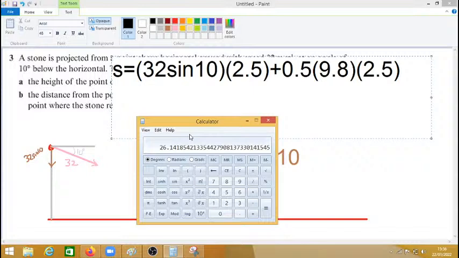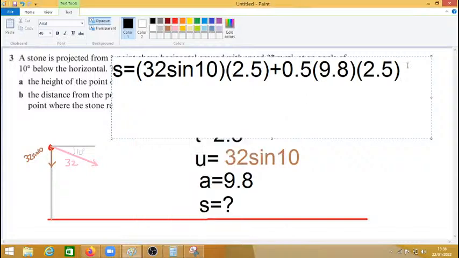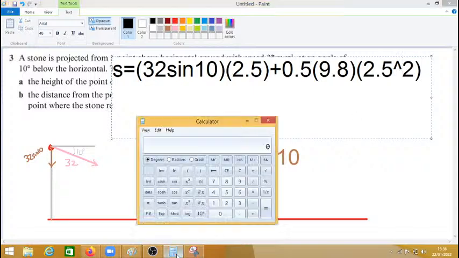Ah, the squared. I haven't got the squared on, so that final 0.5 times 9.8, that should be, it's s equals ut plus half at squared. That should be a 2.5 squared. So let me try that again. To get a squared on this, I'm just going to put a little arrow to show the 2.5 gets squared. Okay, try typing that in now.